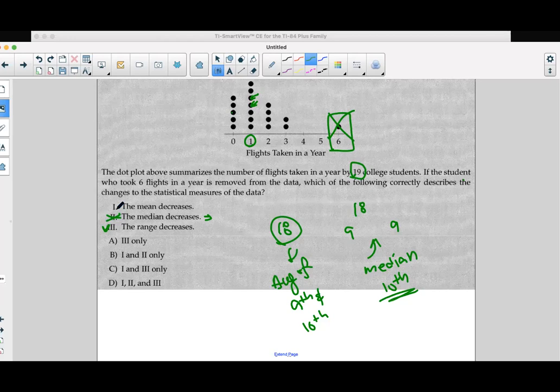How about the mean? Yes, normally the mean would have been somewhere in the middle here, but this high value being removed means this value is bigger than the mean by far. So when that one is eliminated, then our mean will go down, right?